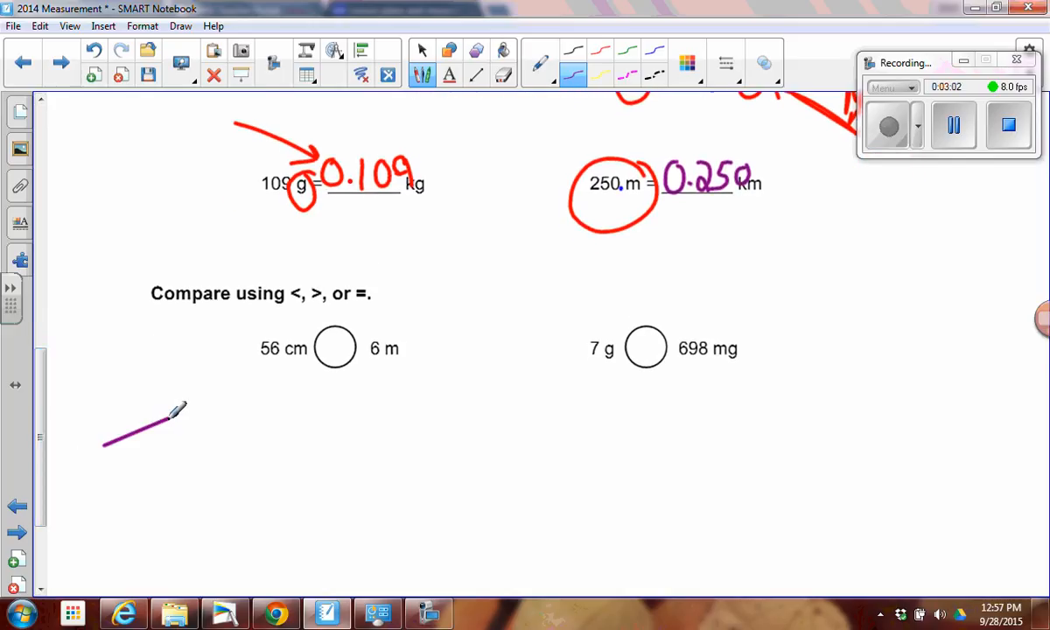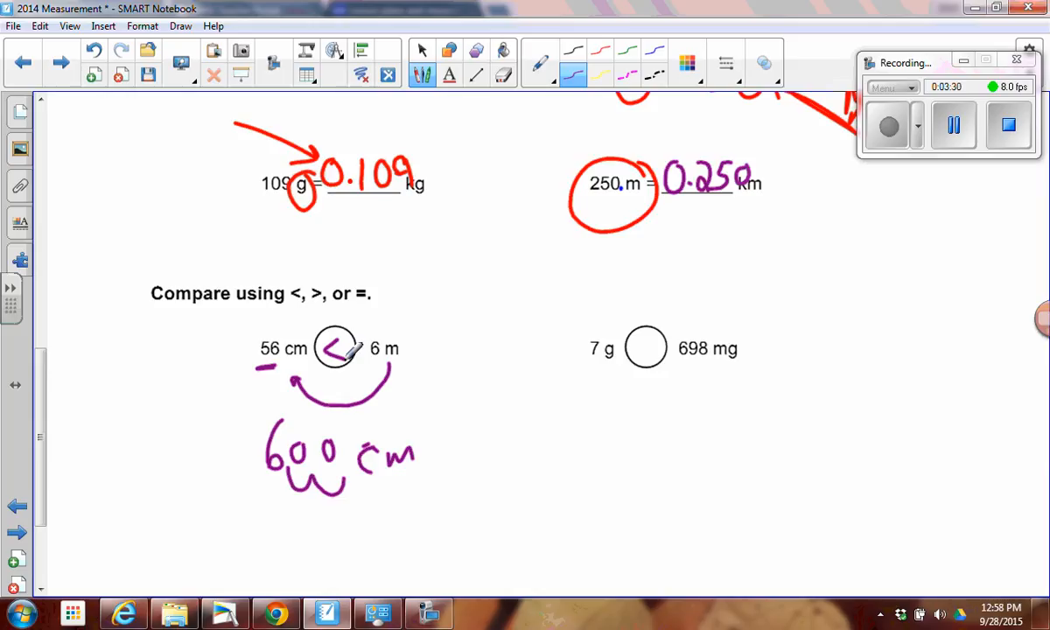Okay, moving on. These greater than less than ones are tricky. So what you need to do is figure out which of these 2 sides is larger or smaller if they're equal. So pick one. So for me, if I go from meters to centimeters, I know that if I have 6 meters, if I move my decimal 2 spots to the right, I have 600 centimeters. So 600 centimeters is certainly larger than 56 centimeters. So I would have that 56 centimeters is less than 6 meters.